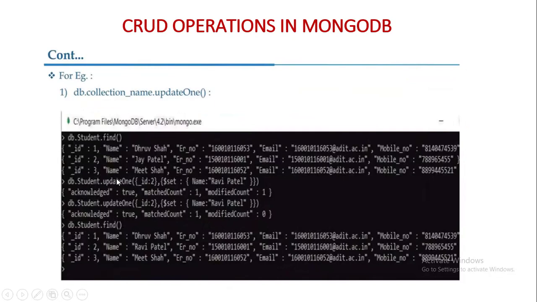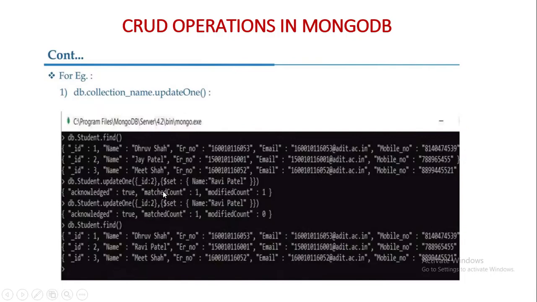Now we are going to use the updateOne command, and first we are passing one document, that is id:2. This will act as a filter, comma, curly bracket, $set. This is the MongoDB operator, one of the operators, colon, name: Ravi Patel. So first it will retrieve the document having the ID 2. In this collection student, we have only one document with the ID 2, right? It will retrieve that document and set the name as Ravi Patel instead of Jay Patel, right?